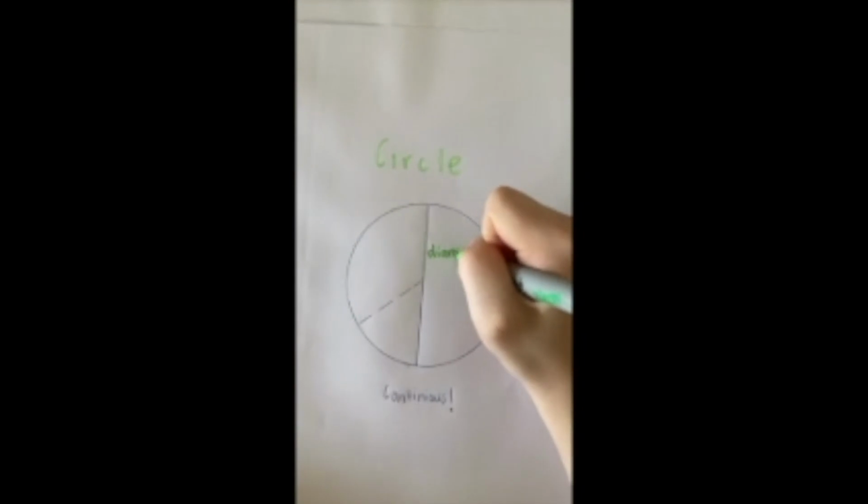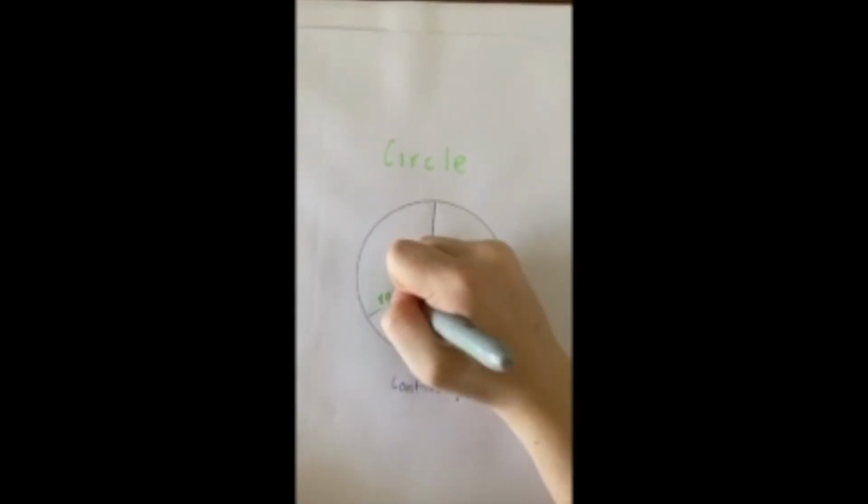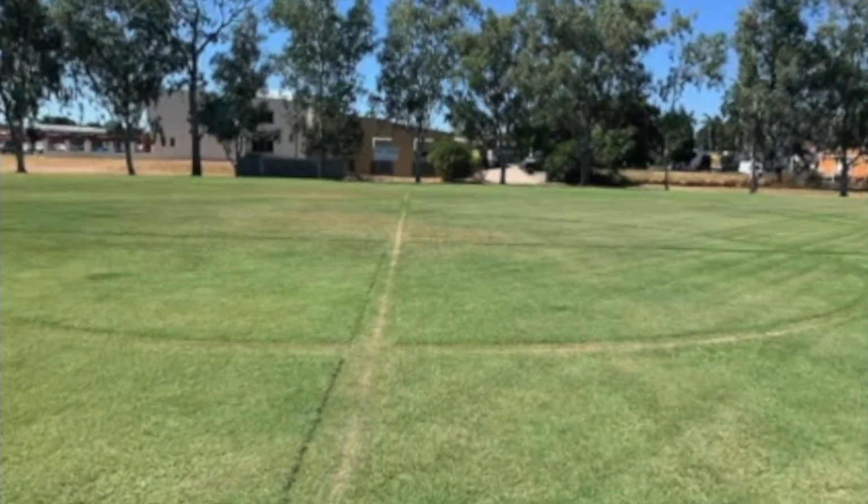A circle can measure a diameter and a radius. In sport, circles are present at the centre of both a netball court and a soccer field.